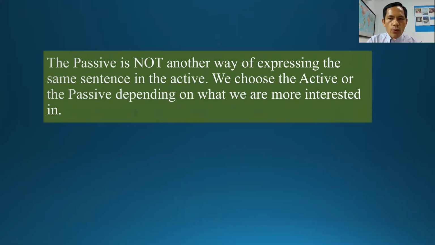How do we use and when do we use the passive form? Is it just that we have two ways of expressing a sentence? We used to think like that. For me, I used to think like that, but it is not like that. We choose the passive form or the active form depending on what we're more interested in. Are you interested in the subject or are you interested in the object? So mostly when you talk about inventions, the inventions are the object, and we're more interested in the object. So very often we choose the passive form.